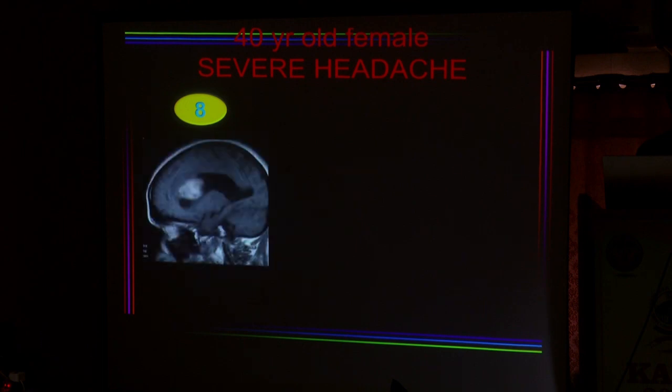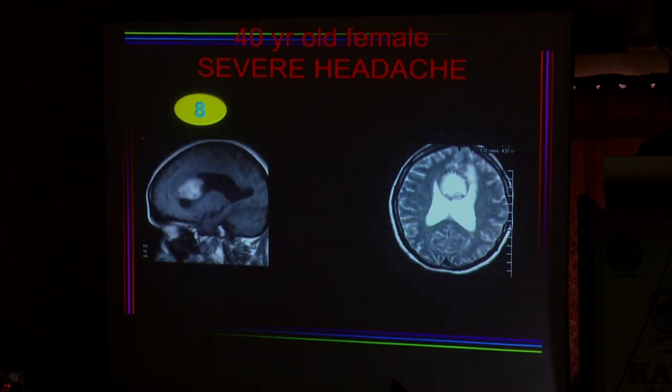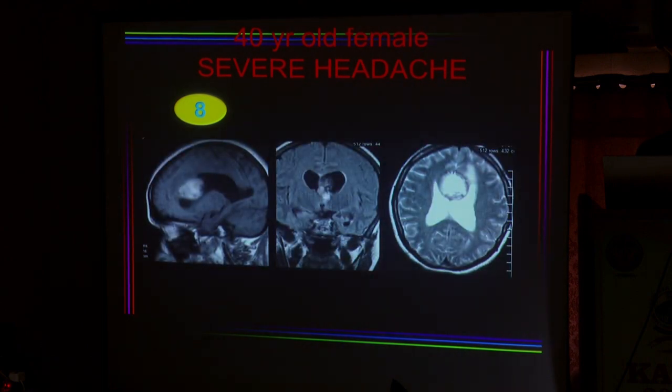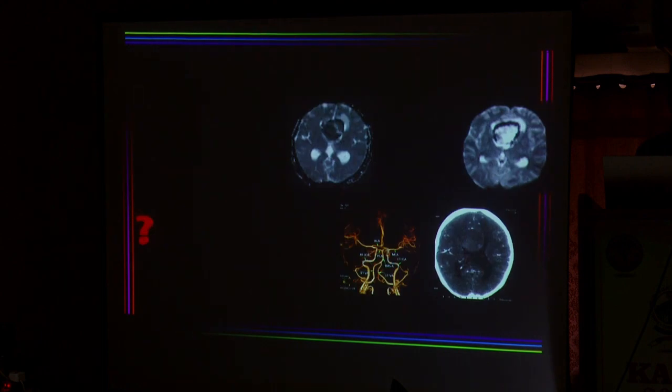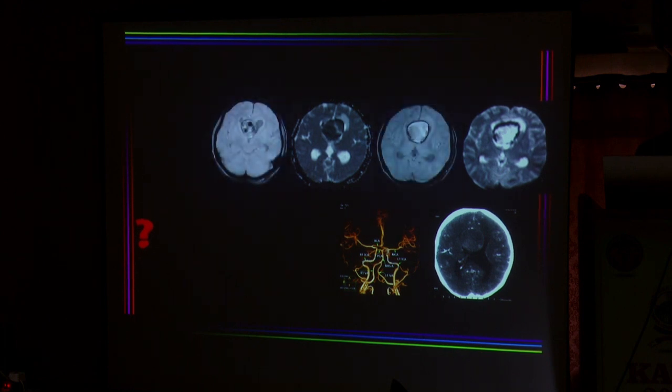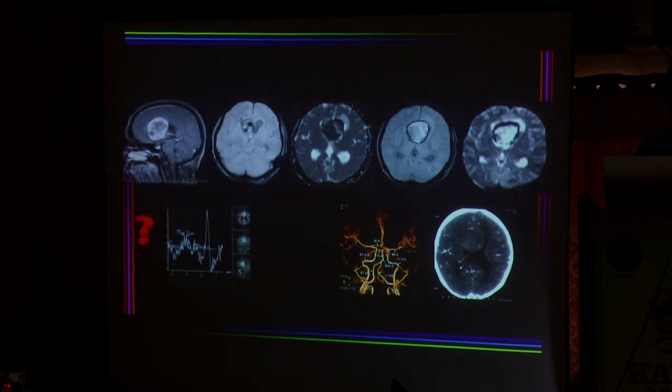A 40-year-old with severe headache. T1 weighted sagittal, T2 axial, FLAIR coronal images, diffusion weighted images showing low ADC, and MR spectroscopy showing a lipid peak. So these are added bonus images for your reference, which you can see.